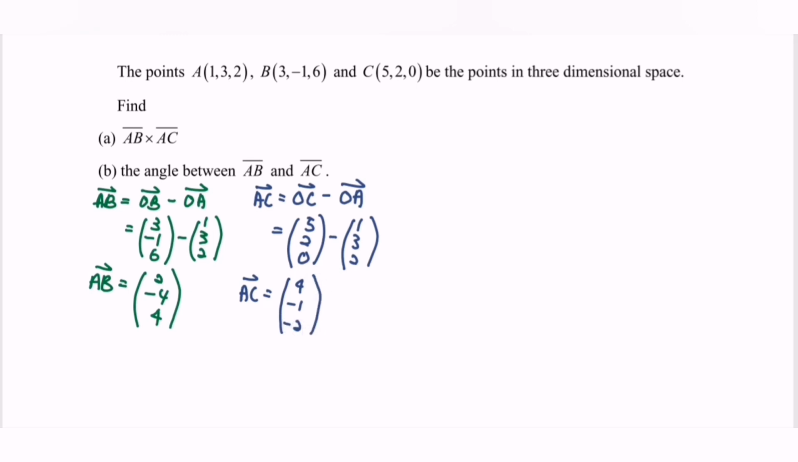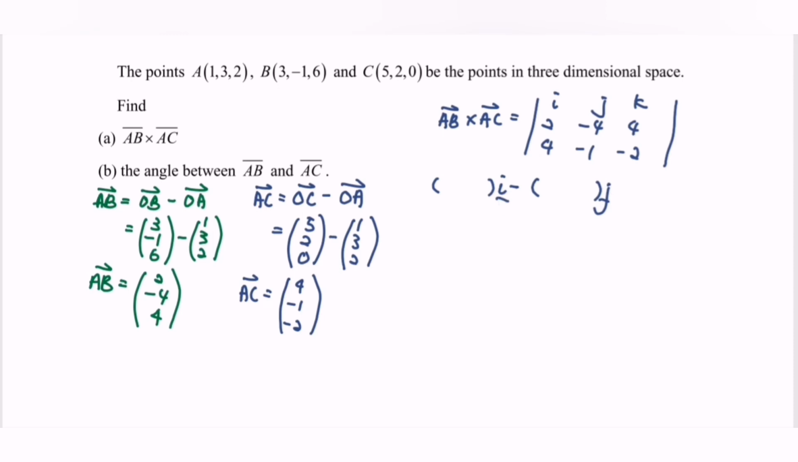So here we have the vectors AB and AC. Next is to find AB cross with AC. So kindly substitute the values, where we have (2, -4, 4), followed by (4, -1, -2). So find AB cross AC.